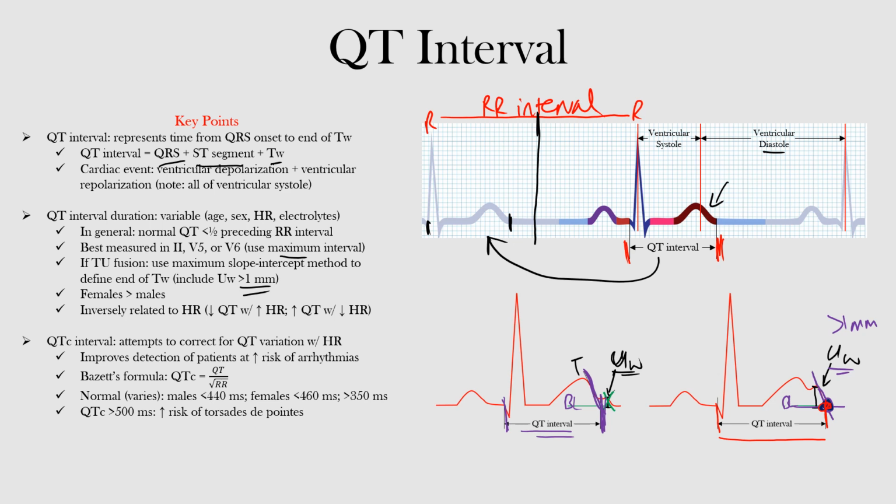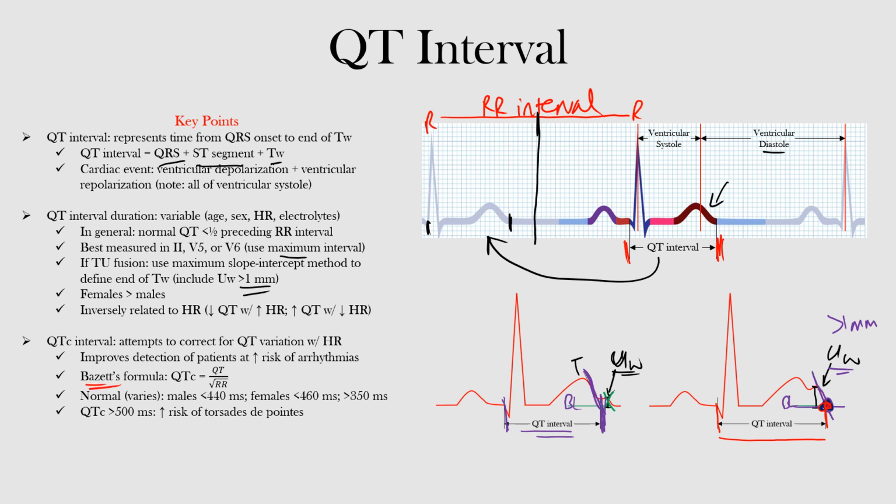Due to this variation of the QT interval with heart rate, the QTc interval, which stands for QT corrected interval, attempts to adjust for it. The QTc interval improves the detection of patients that are at greater risk of developing arrhythmias. The most common formula used to calculate the QTc interval is called the Bazett formula. Okay, and you see that here.